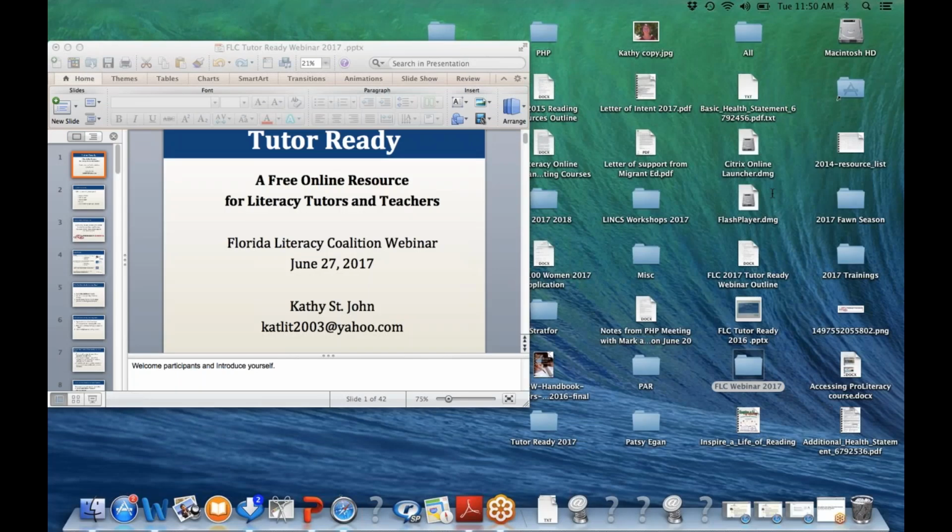I'm excited about the Phonemic Awareness and Fluency module. Excellent. I'm definitely going to include TutorReady for my tutors as a resource. Also, I will use the website myself to increase my overall knowledge.